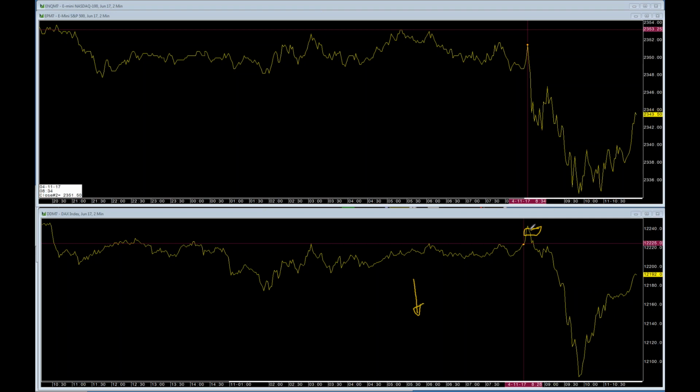How do you know it's the strong one? We just went over it, right? It made higher highs when the rest of the complex didn't. How do you know it's coming off? Because I'm watching it. And it came off fast.